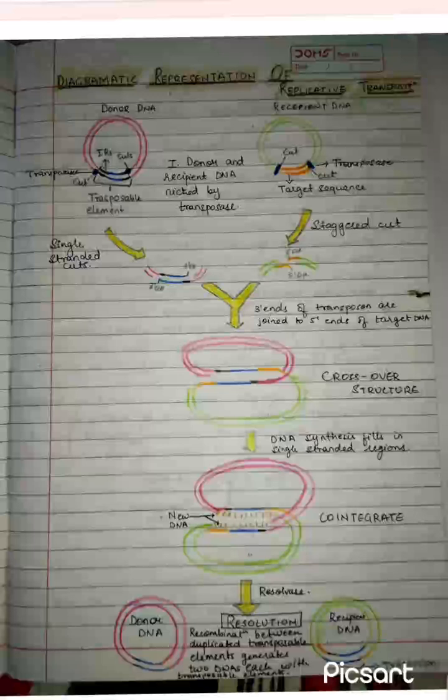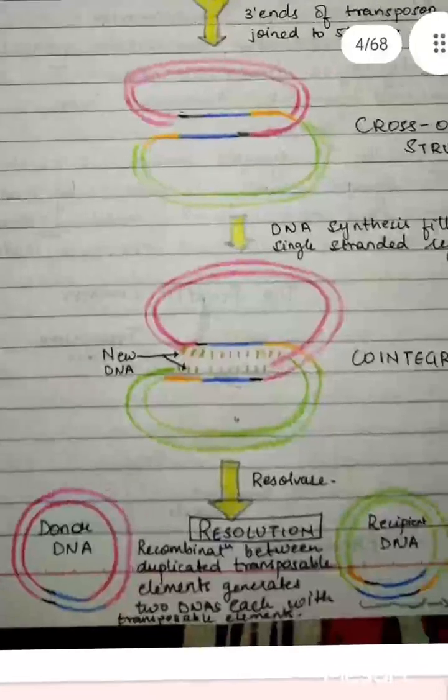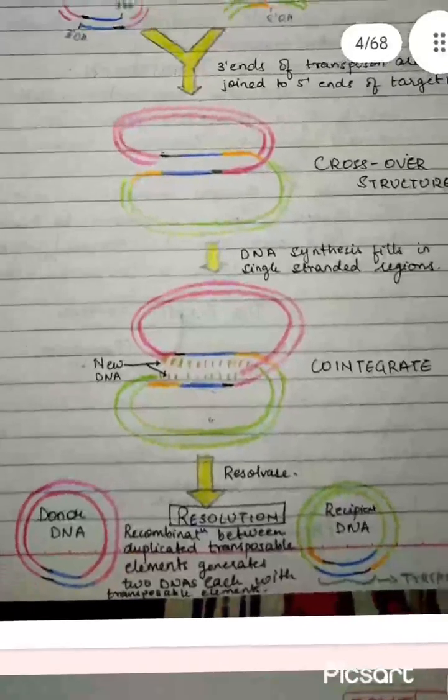Co-integrate structure means it is the fusion of donor DNA and recipient DNA, where it will have two new DNA molecules, two new strands of the single stranded molecule of donor DNA as well as recipient DNA. Thus it is known as co-integrate, because it has two new copies of, you can say, transposable element.